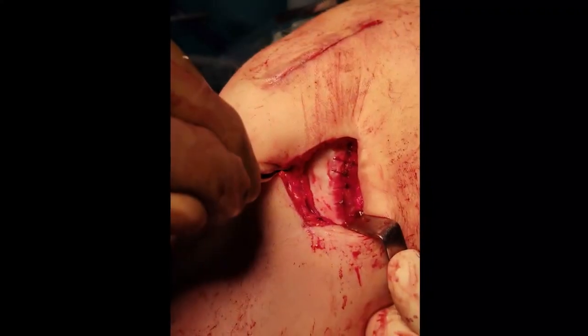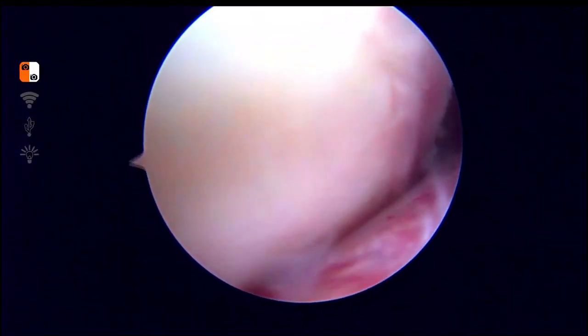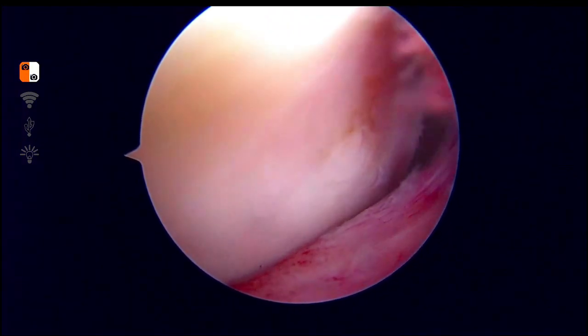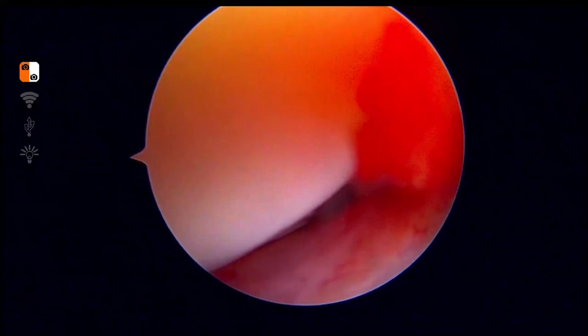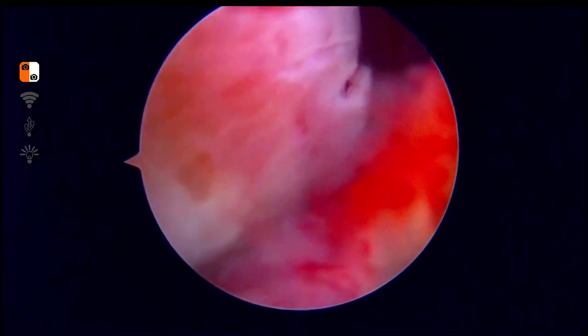The periosteum is sutured and the wound is closed. Afterwards, the lateral compartment congruency can be assessed by arthroscopic visualization in flexion and extension. The sutures of the osteochondral junction are visualized and inspected for any bone graft leakage.